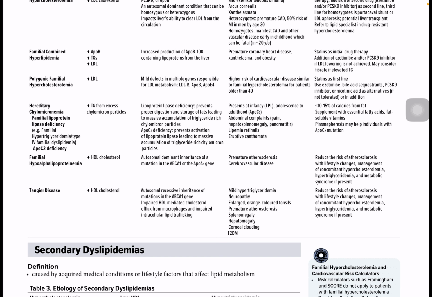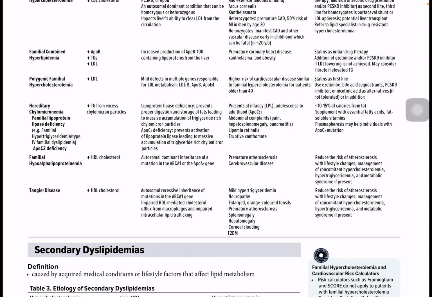The above three were the genetic problems with increased production of certain types of lipids, but this one is a deficiency of the enzyme known as lipoprotein lipase. It prevents proper digestion and storage of fats, leading to massive accumulation of triglyceride-rich chylomicron particles. ApoC2 deficiency prevents activation of lipoprotein lipase, leading to massive accumulation of triglyceride-rich chylomicron particles. Present in infancy, adolescence, and adulthood. Abdominal complaints like pain, hepatosplenomegaly, pancreatitis, lipemia retinalis, eruptive xanthomas.